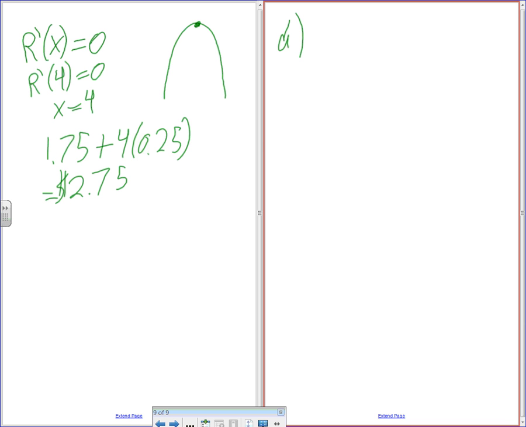So now we have to make a profit equation. So profit is revenue minus costs. So P of x equals R of x minus.